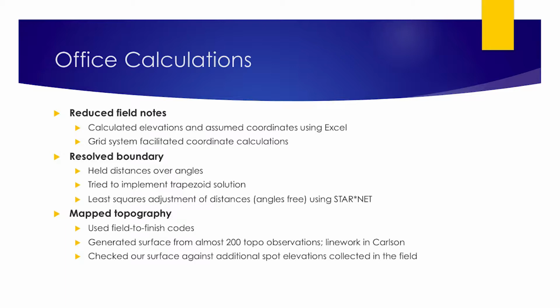For mapping the topography, we had almost 200 points, and we mapped it in Carlson. We utilized a field to finish routine, so that just enabled us to process the data a lot more quickly, so we could get to the actual analysis. And we were able to check our surface with spot elevations that we gathered in the field. So we pulled radial lines from the center point to each corner and measured stations along the way. Then using that elevation data, we were able to check it with our model later on.